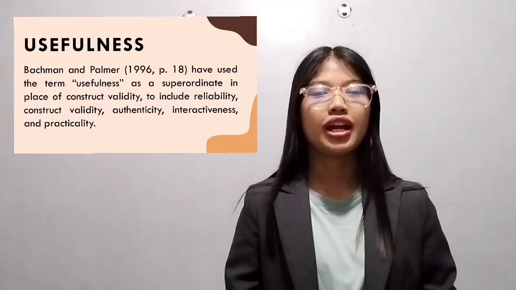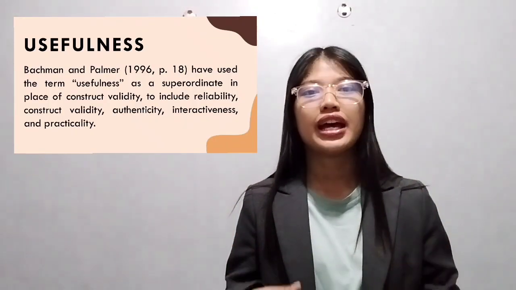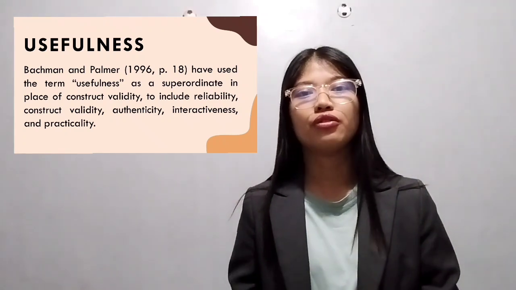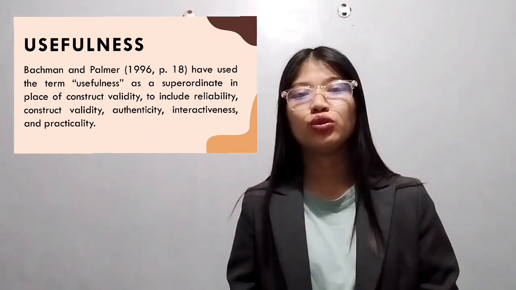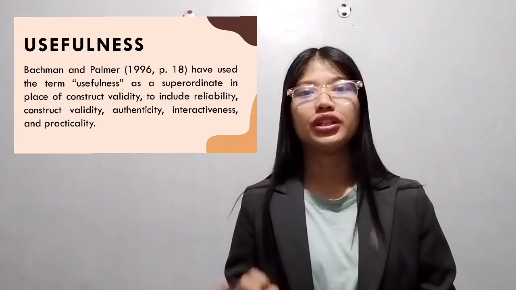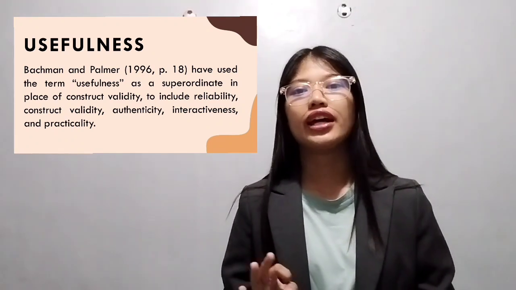And now, we will be moving on to test usefulness. Bachman and Palmer have used the term usefulness as a superordinate in place of construct validity to include reliability, construct validity, authenticity, interactiveness, and practicality. So test usefulness is measuring how relevant our test is to our purpose and to our students. In order to measure the usefulness of a test, we should first consider its authenticity, its reliability, its interactiveness, and its practicality.